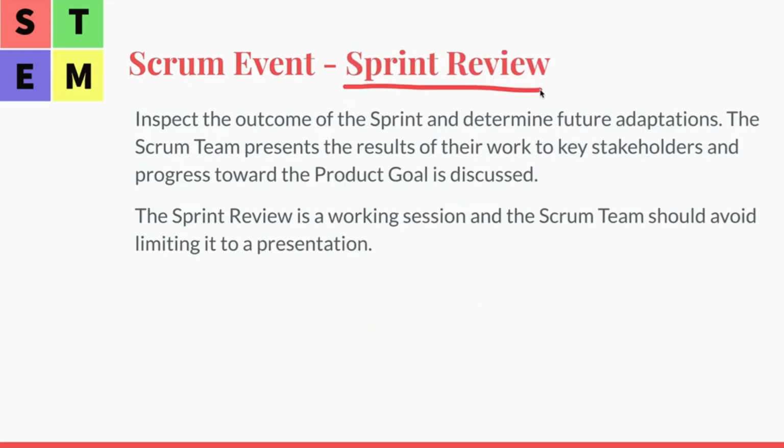And the sprint review. So, inspect the outcome of the sprint and determine future adaptations. If you remember the 3 pillars, one of them is inspection, and there's the adaptation, right? The Scrum team presents the results of their work to key stakeholders, and progress towards the product goal is discussed. So it's basically reviewing what we have done for that sprint. It's a working session.